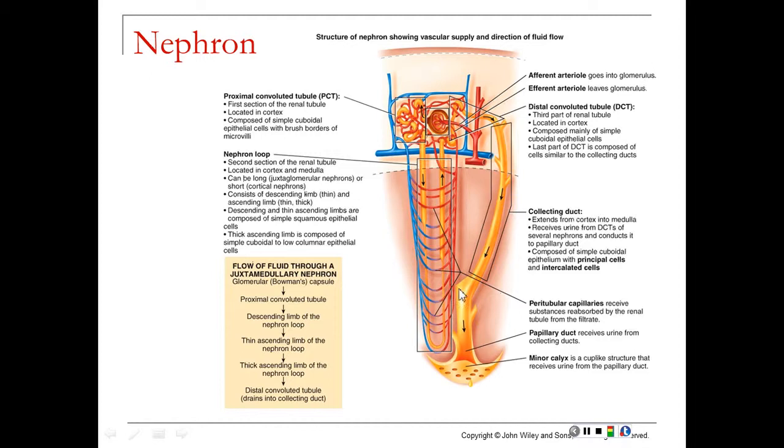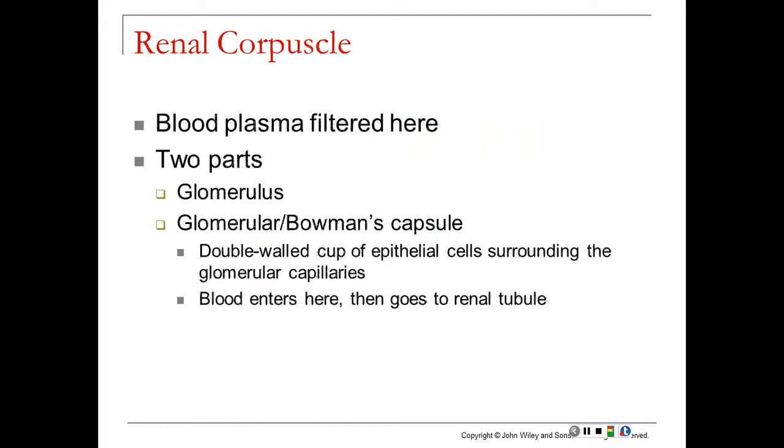And then that collecting duct dumps into the minor calyx. The minor calyx will dump into the major calyx. The major calyx will dump into the ureter. The ureter dumps into the urinary bladder. So that's kind of the flow and formation of urine from filtrate, and the filtrate, of course, comes from the excess stuff in your blood.